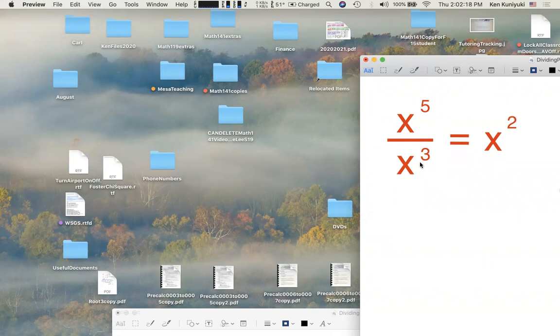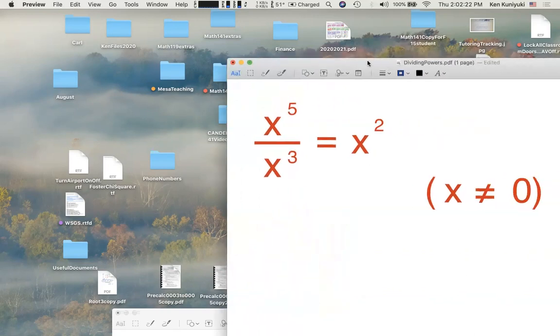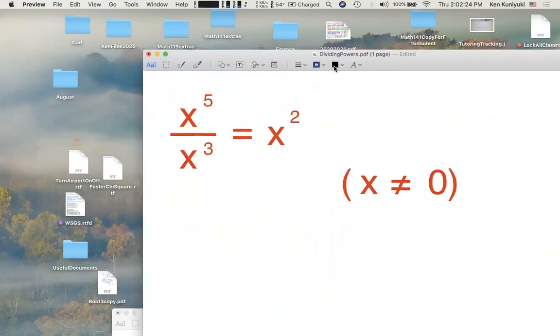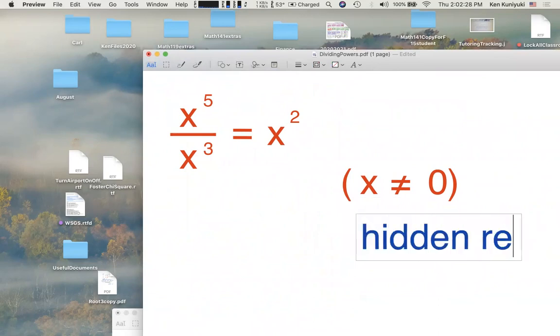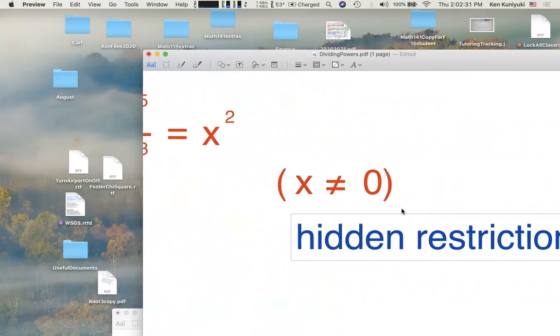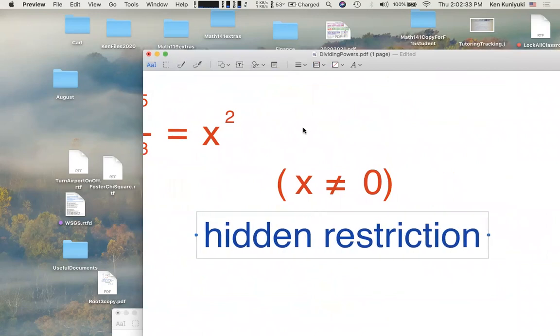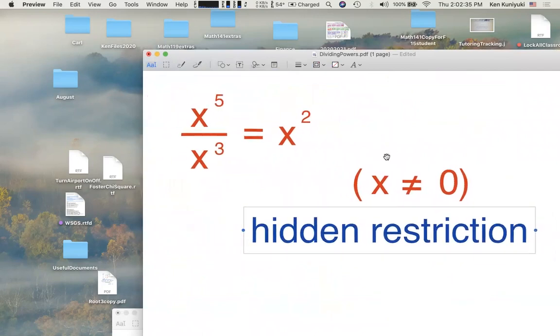And if you try to divide by x to the third, you're trying to divide by 0. So there is what I call a hidden restriction here. That's not an official term, but I'm going to refer to this a lot. And this comes up a lot when we talk about issues of domain later on in chapter 1. So x to the fifth divided by x to the third, we can do that as long as x takes on any non-zero real value. Then the result is x squared.